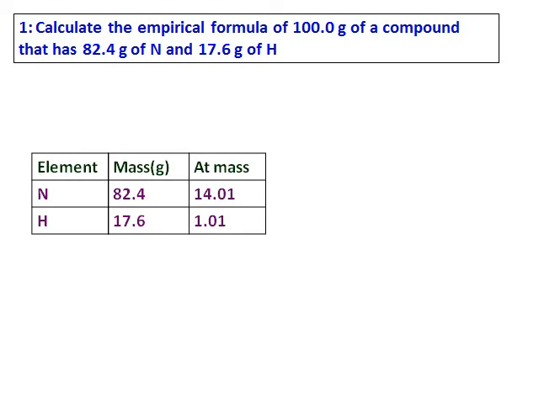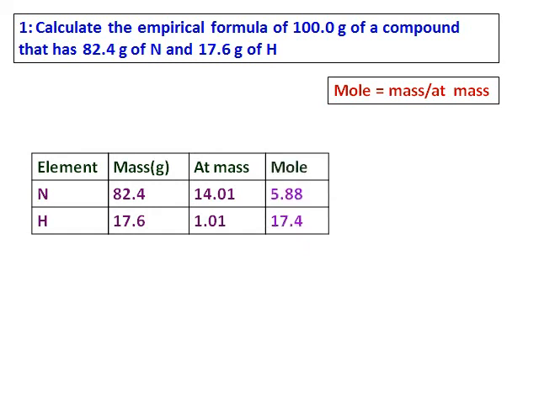The next step is to calculate the mole of these elements. Since we know mole is equal to mass over atomic mass, calculate the number of moles by dividing the masses given there by the atomic masses. And I get the moles, 5.88 and 17.4. The next step is we calculate the mole ratio.